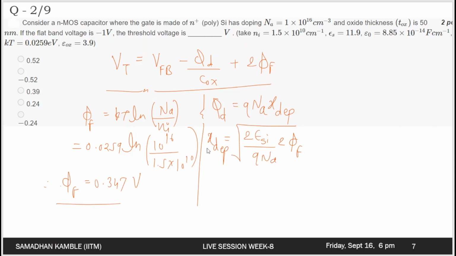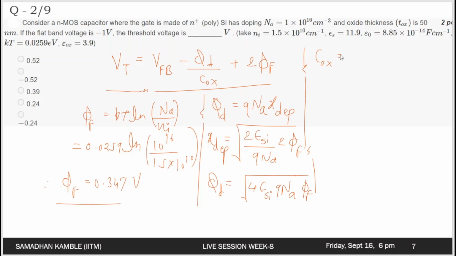Okay, so if I just put the value of x depletion in this particular relation, we'll get the value of depletion charge as, it is a mere substitution. Okay, I'm writing just the final value here. Okay, so this is about the QD, and third is the Cox. So Cox also we don't know. So let us find out Cox.